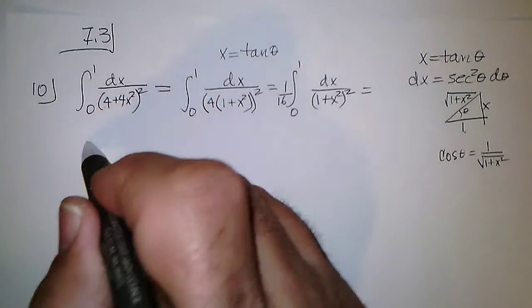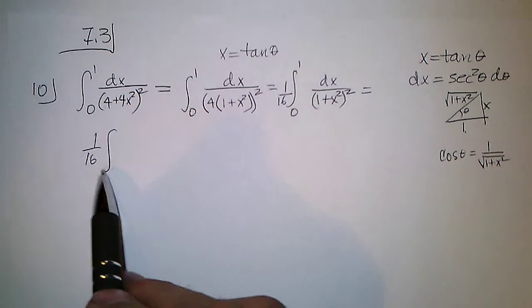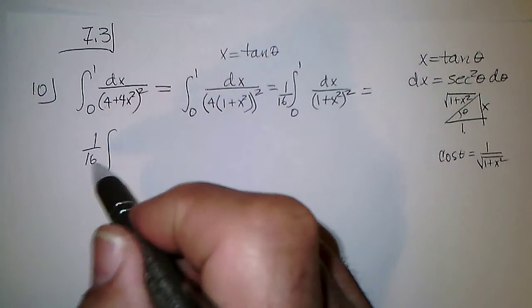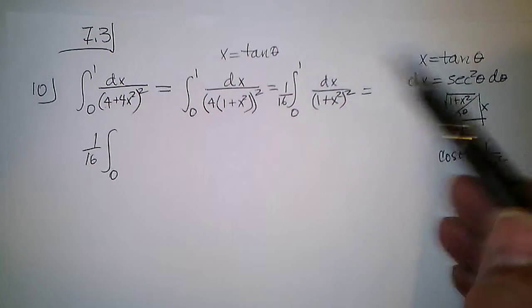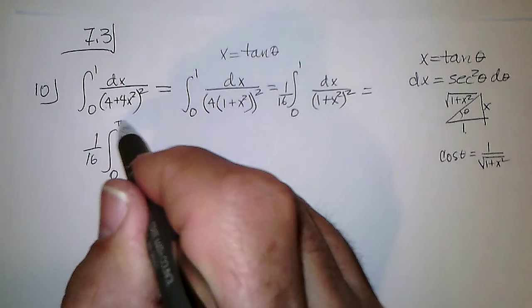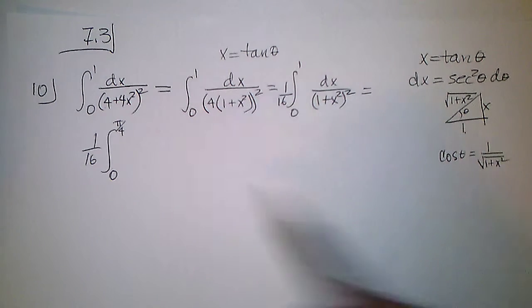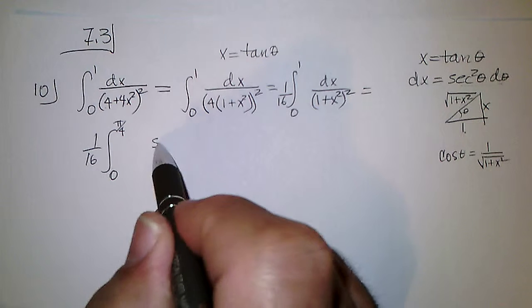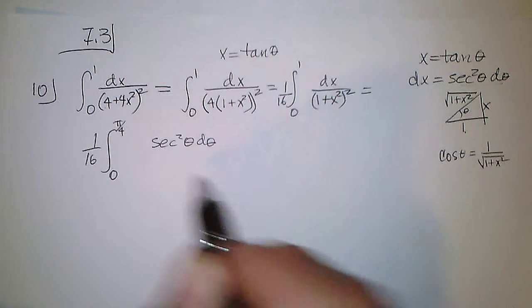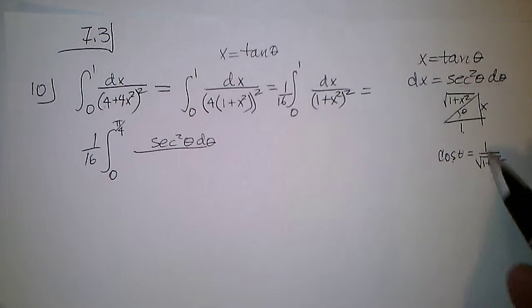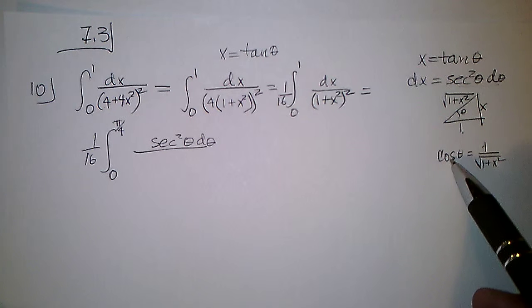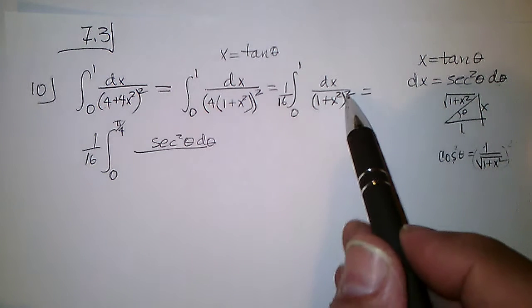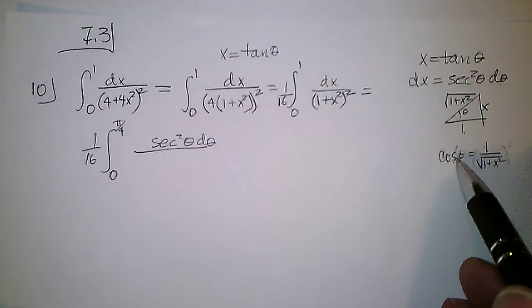So this problem would become 1/16, the integral from no longer 0 to 1 because we're making a substitution. So if I put 0 in for x, the tangent of 0 is 0. And the tangent that equals 1, the tangent of pi over 4 is 1. And we have secant squared dx is secant squared theta d theta. And then this 1 over the square root of this is the cosine. But to get rid of the square root, we'd have to square both sides. And then to make it squared, we'd have to square it again. So this is going to be cosine to the 4th.